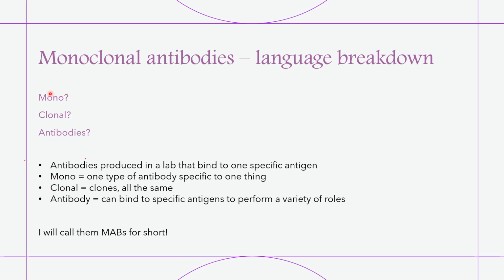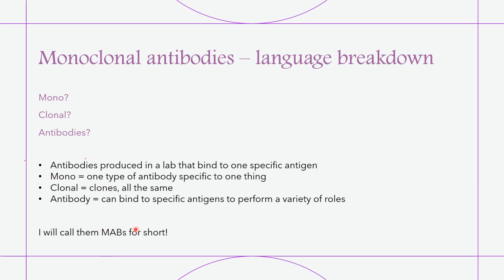So what are monoclonal antibodies? Mono means one, so one type of antibody to one specific thing. Clonal means clones and antibody means antibodies. These are antibodies that are produced in a lab that bind to a specific antigen. We'll take one specific antigen we're interested in and then we'll make many clones of plasma cells to produce many clones of antibodies that are going to detect, attach and destroy or suppress a specific antigen or target.